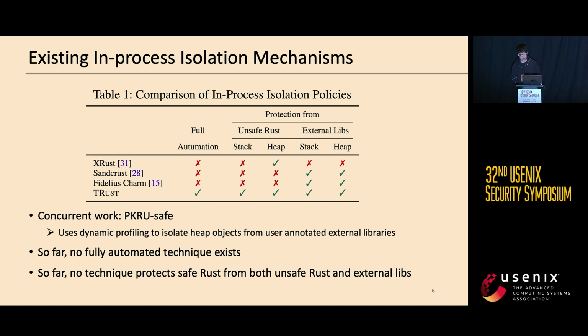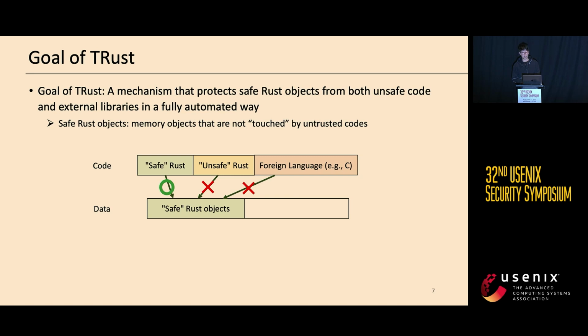The noteworthy point here is that no technique has been fully automated, including concurrent work, which is pkrusafe, that uses dynamic profiling to isolate heap objects from user-annotated external libraries. Furthermore, there's still no method that ensures the protection of safe Rust from both unsafe Rust and external libraries. So in this context, the goal of T-Rust is to develop a mechanism that protects safe Rust objects from both unsafe code and external libraries in a fully automated way.